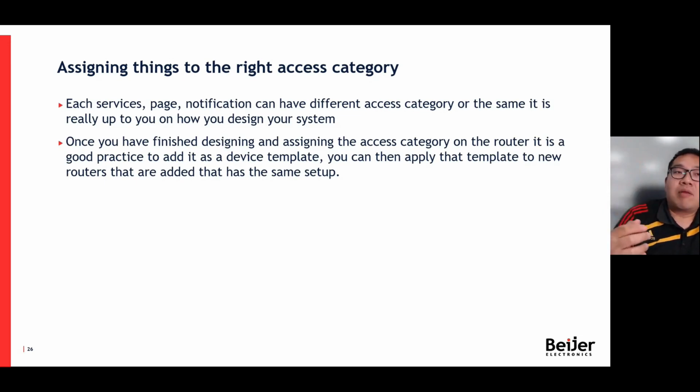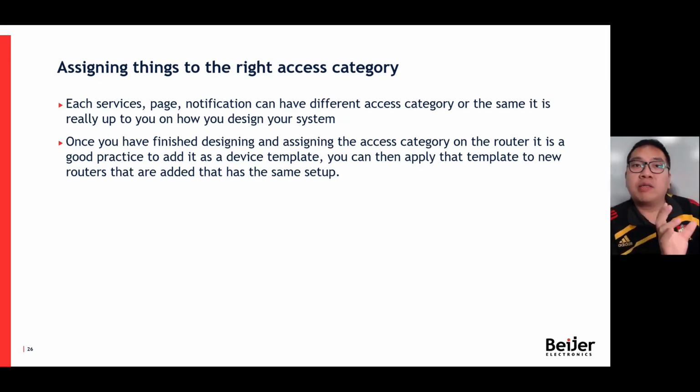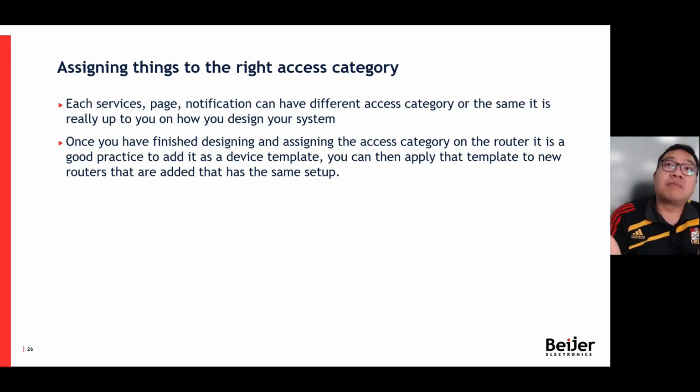What we have actually gone through is the steps in assigning on one particular router, setting up the different pages or the different services to a specific access category. So each service and page can have a different access category or can have the same. For example, you can have the VPN page, system overview, and notification share one single access category, but that's really up to you on how you want to design it as well.